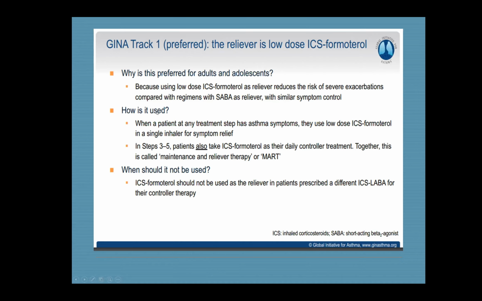So how is it used? To use what we used to consider a controller inhaler for rescue. When a patient at any treatment stage has asthma symptoms, they use low-dose inhaled corticosteroid formoterol as a single inhaler for symptom relief. In step 3 to 5, patients also take inhaled corticosteroid as their daily controller, and in addition, they use it for their rescue. And this is called SMART or MART, which is single maintenance and reliever therapy. So you use your rescue pump and your maintenance pump for the same purpose.